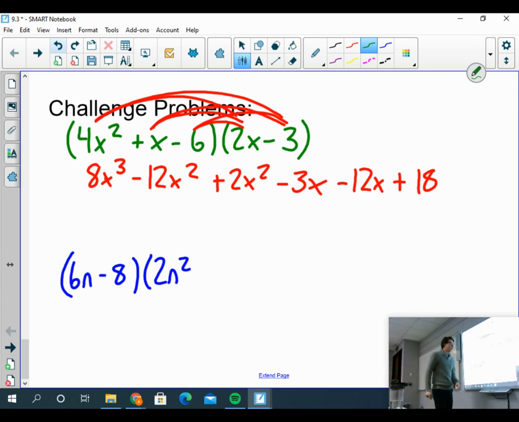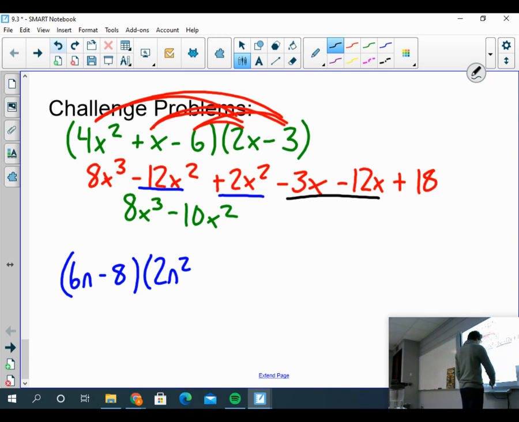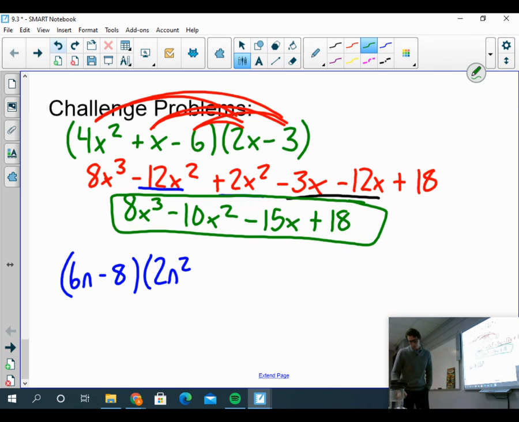Few more numbers and a few more sets of like terms, but again, the process didn't change. 8x cubed does not have any like terms up here, so it just comes down. We can combine the negative 12x squared and the 2x squared to get negative 10x squared. Negative 3x and negative 12x can be combined to become negative 15x, and then the plus 18 just carries on down. So we get 8x cubed minus 10x squared minus 15x plus 18.